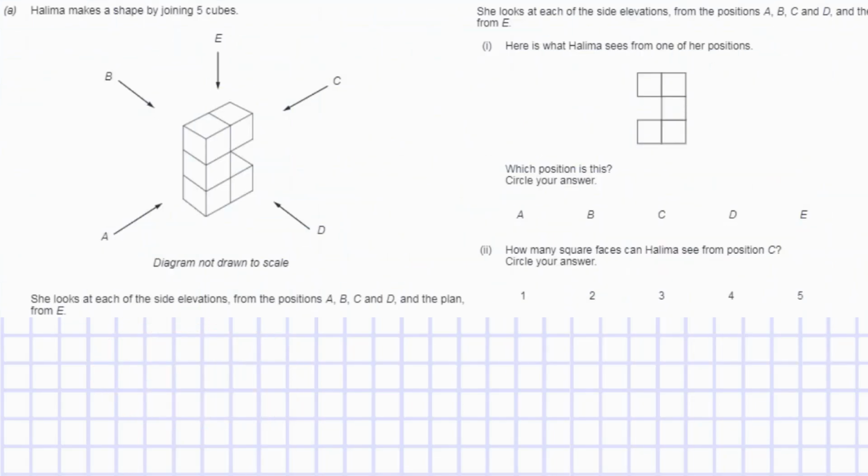This is a GCSE question for you to try. Please pause the video now and have a go, and when you're ready to go to the answer, press play.